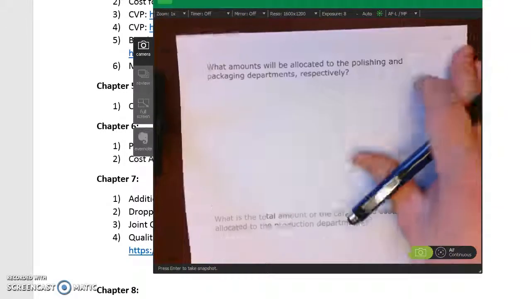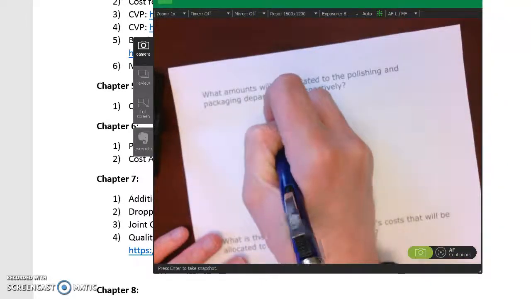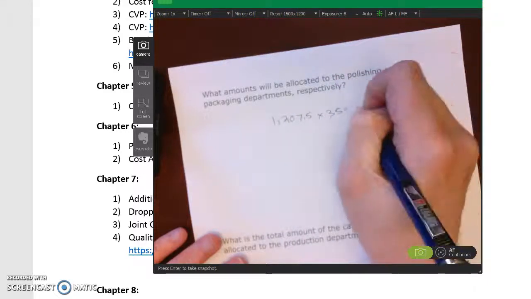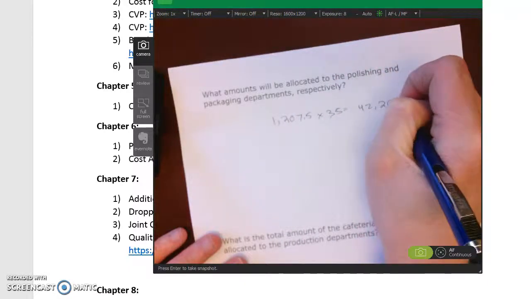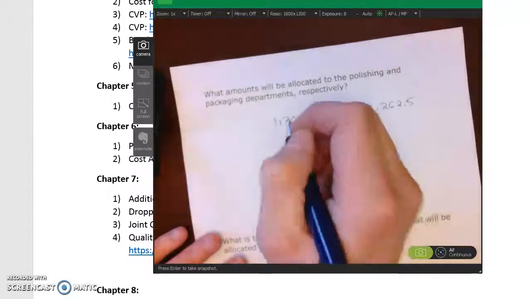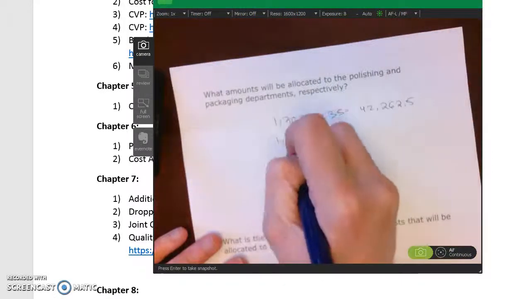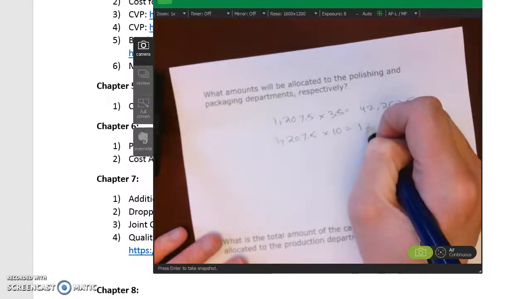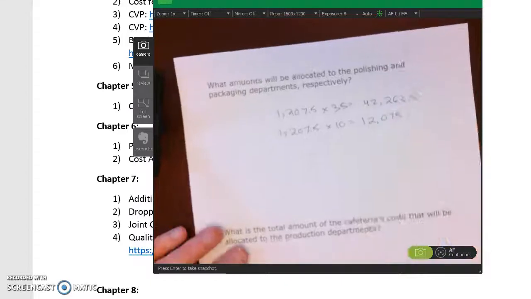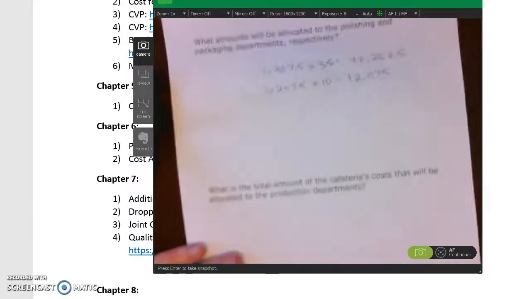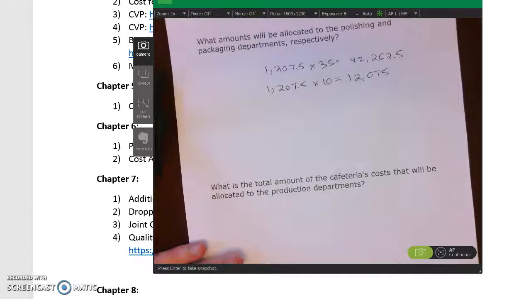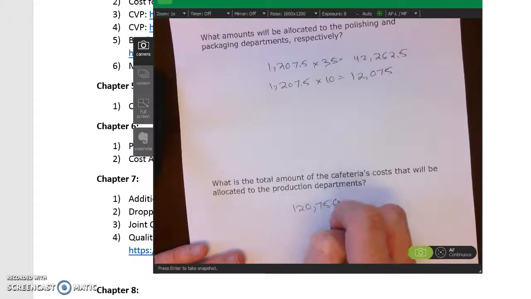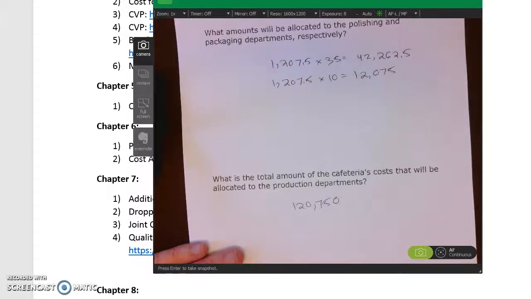we saw, remember that we had 35 employees, so we take our 1,207.5 times 35, which equals our 42,262.5. And then we take, for our next department, for packaging, they have 10 employees times the 10, gives us our 12,075. Okay? What is the total amount of the company's cafeteria costs that will be allocated to the production departments of the budget amount? Okay, 127.50. Okay.